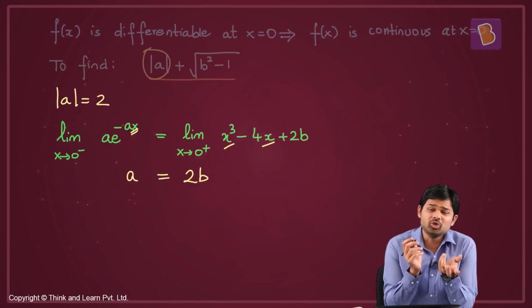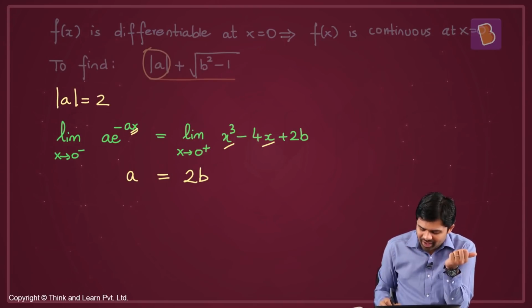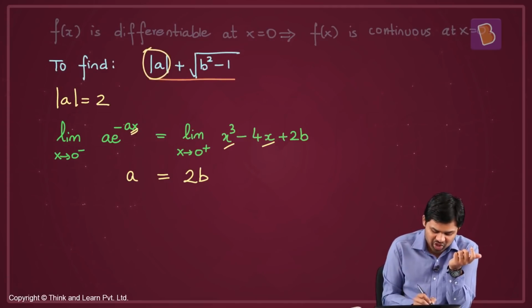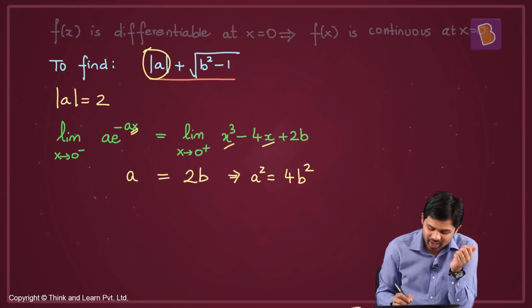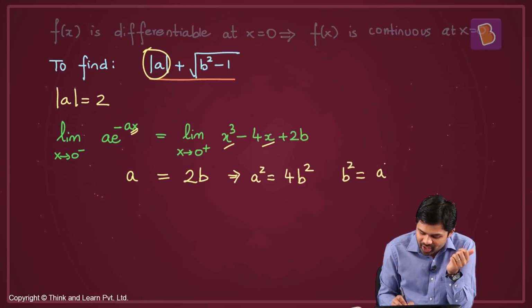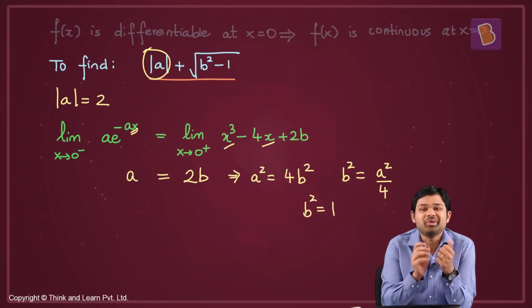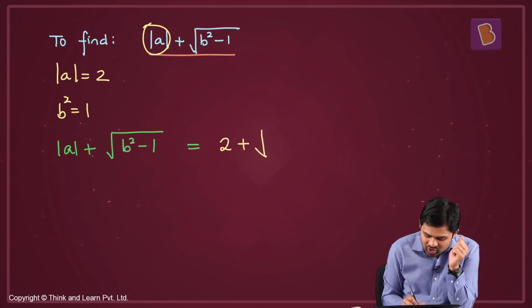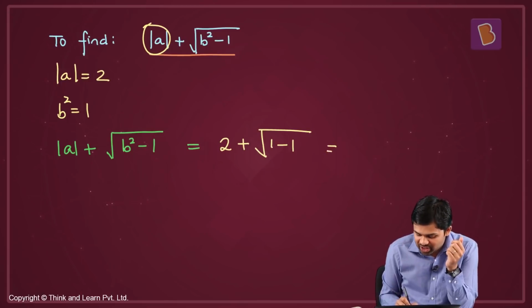So if a equal to 2b, well, b can be equal to plus or minus 4, right? Because a is equal to plus or minus 2. But what are we interested in? We are interested in finding the value of b square. So let's just square this equation. So that implies a square equal to 4b square. So if a square equal to 4b square, b square equal to a square by 4, a square was 4, which means b square was equal to 1. So mod a is 2, b square is 1. So the value of the expression is 2 plus under root of 1 minus 1, which is equal to 2.